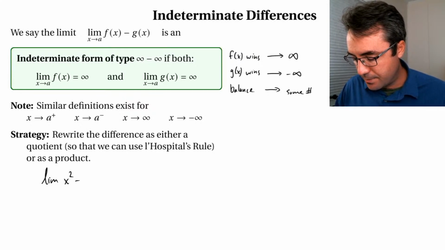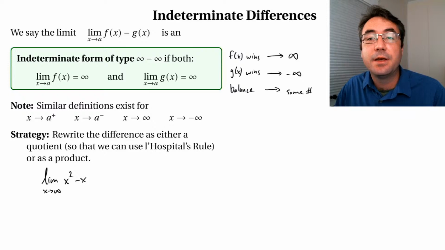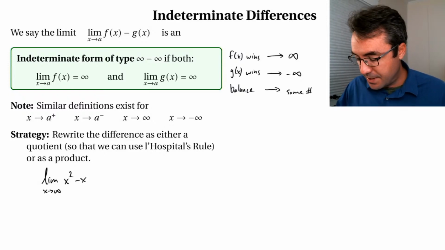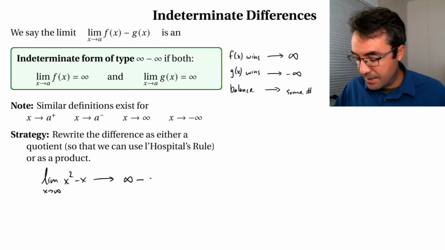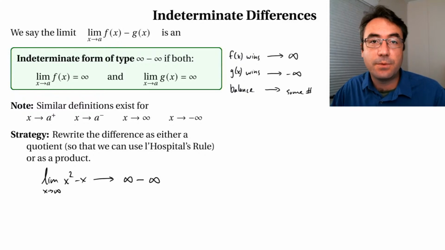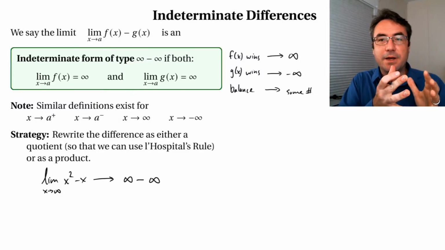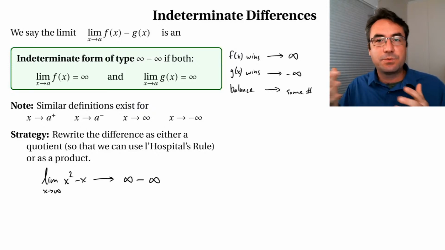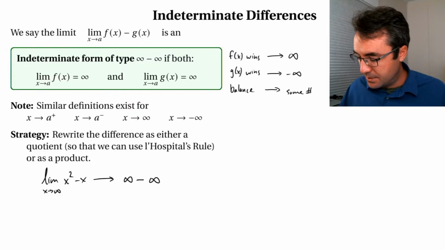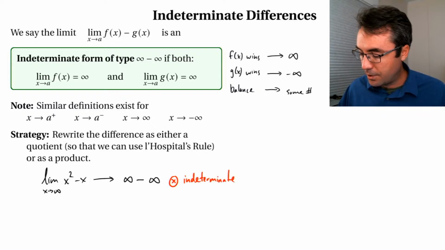Say we had the limit of x squared minus x as x goes to infinity. That's an example of an indeterminate difference. Why? Because the first part of the function wants to go to infinity. We're subtracting, and then the second part of that function, x, also wants to go to infinity. So there's a conflict here. The first term wants to get really large, the second term wants to get really large, but we're subtracting. So the question is, which term wins out? This is an indeterminate difference, so we can't just say what it is. We have to do a little bit more work.